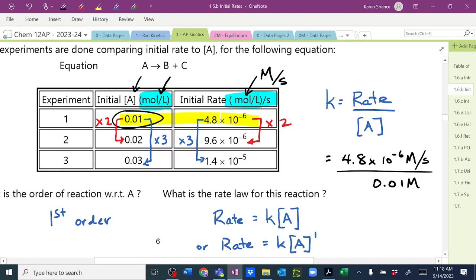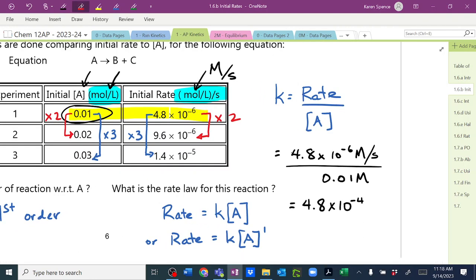So what do we get here? We get 4.8 times 10 to the negative 4. Molar cancel. So now in our units we have 1 over seconds. How would we most likely want to write that? Seconds to the negative 1. You could write it as 1 over seconds, but seconds to the negative 1 is probably how you'll most often see it. Okay, so that's the constant, as long as you're at the same temperature.